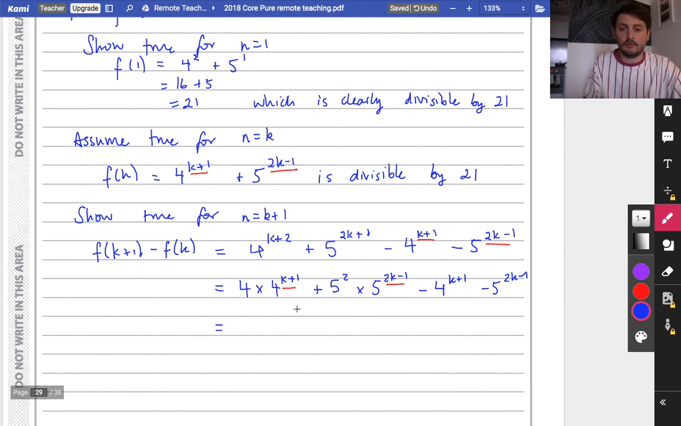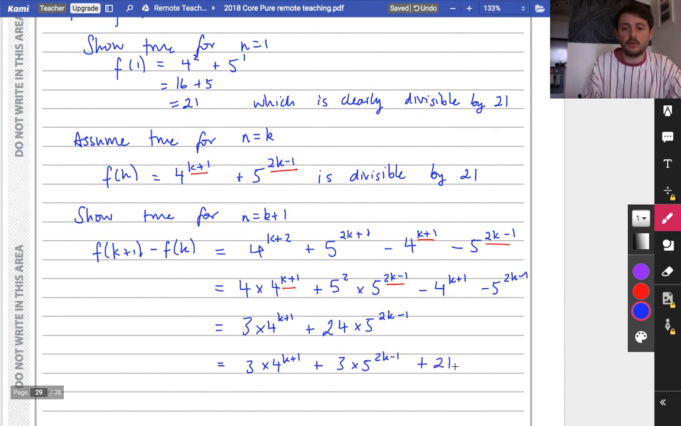So I've got now 4 minus 1, 4 lots of the 4 to the k plus 1 minus 1 lot of that, which is 3 times 4 to the k plus 1. And then I've got 25 lots of 5 to the 2k minus 1 minus 1 lot of 5 to the power of 2k minus 1. So that's 25 minus 1, which is 24 multiplied by 5 to the power of 2k minus 1. This is the tricky bit. If I break this 24 down, because I'm trying to find out how 21 relates to these, it breaks down into 3 lots of 5 to the power of 2k minus 1 plus 21 lots of 5 to the power of 2k minus 1. I want it to be to do with 21 because that's when it's divisible.